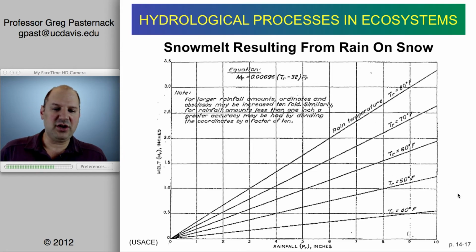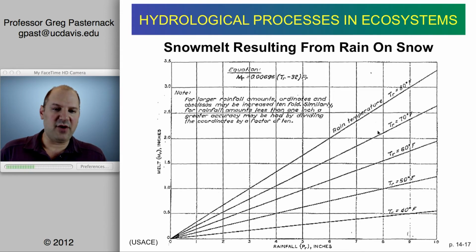And the Corps of Engineers has come up with this simple diagram. It's one of these three-dimensional diagrams, like I've shown you some of these before. So you start on the x-axis and you say, how much rainfall am I having? It's like precipitation is rainfall in inches. And then you say, well, what is the temperature of the rain? And so for a given 7 inches of rain with a temperature of 40 degrees Fahrenheit, then you can expect some 0.4 inches of melt.